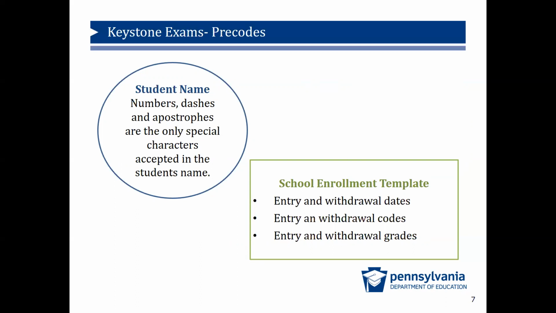Data from the school enrollment template is used to determine the students who will be included in the internal snapshot. Please pay special attention to the accuracy of entry, withdrawal dates, codes, and grades. Note, students must have an E or R enrollment code prior to the internal snapshot date and not be withdrawn prior to the snapshot to be included in the internal snapshot.